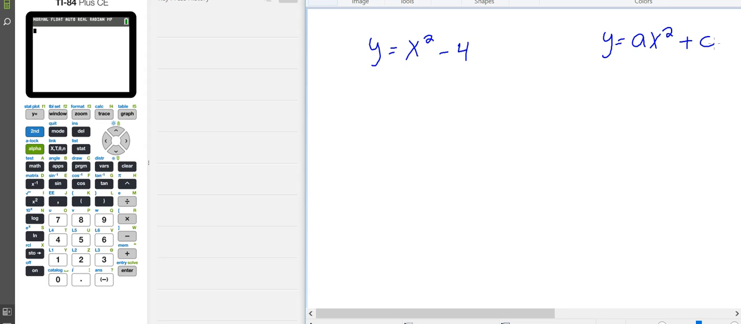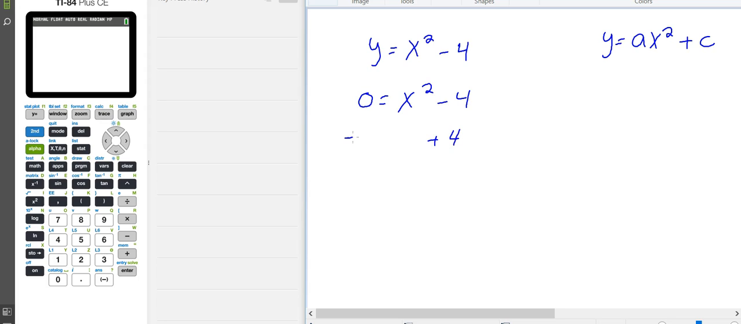Whenever we're solving for the x-intercept of any equation, a quadratic, a linear, an exponential, the way to do it is to set y equal to 0, because wherever a graph crosses the x-axis, the y-coordinate of that point is going to be 0. So 0 is equal to x squared minus 4. Then we just rearrange for x.